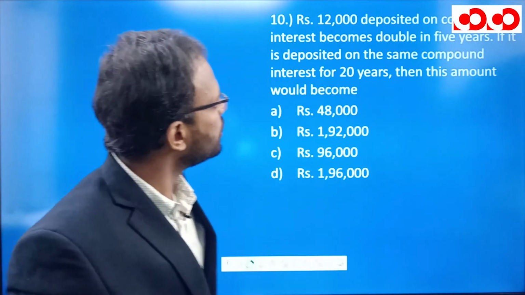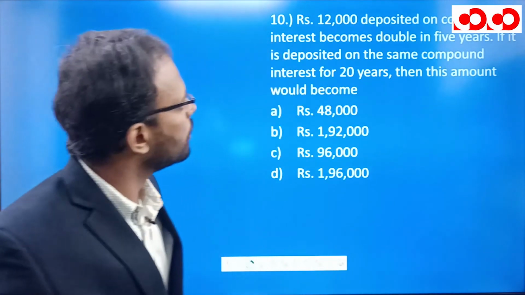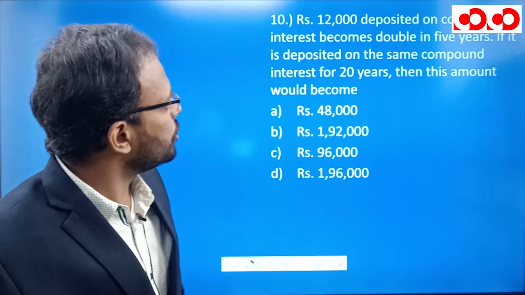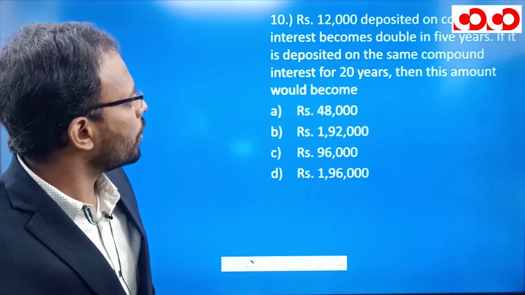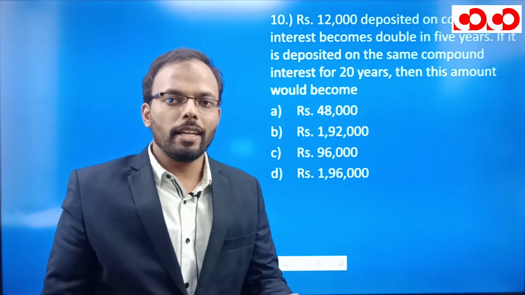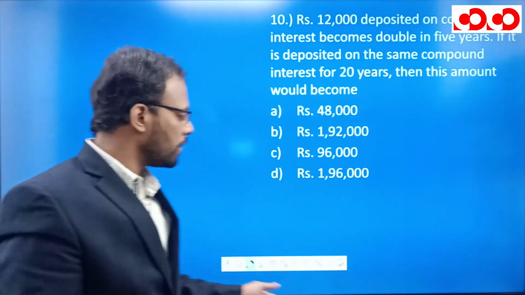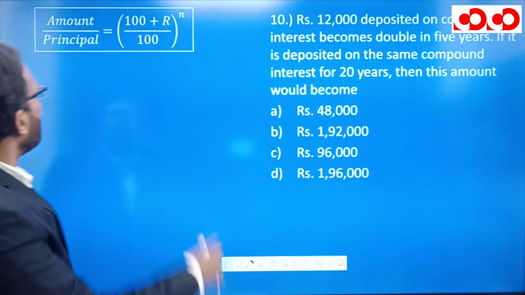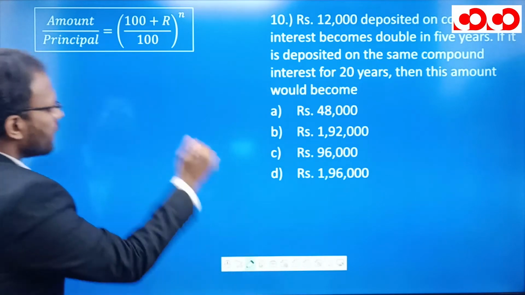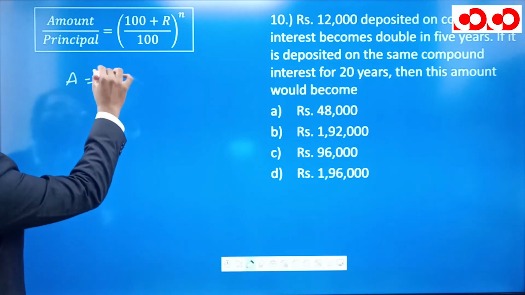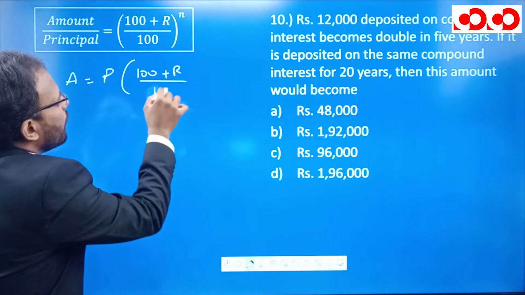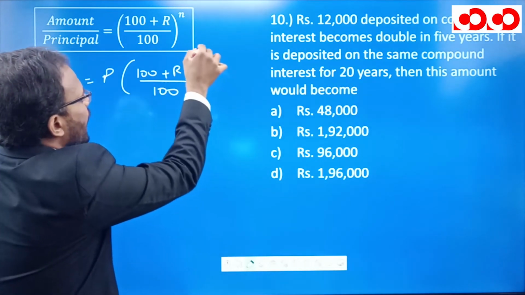Rupees 12,000 is deposited on compound interest, becomes double in 5 years. If it is deposited on the same compound interest for 20 years, then the amount will be. See, again, here is a ratio approach to solve this question. What we know is that amount by principal is equal to 100 plus r whole to the power n, or we can write it as amount is equal to principal into 100 plus r divided by 100 whole to the power n.